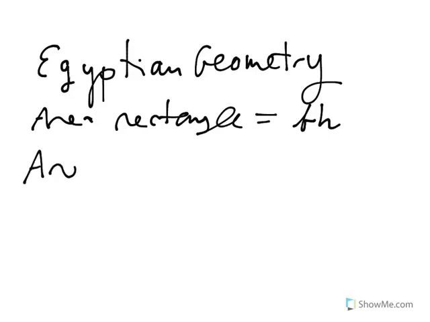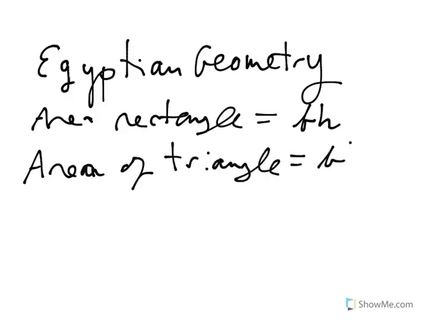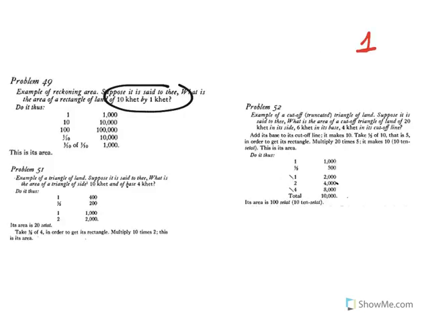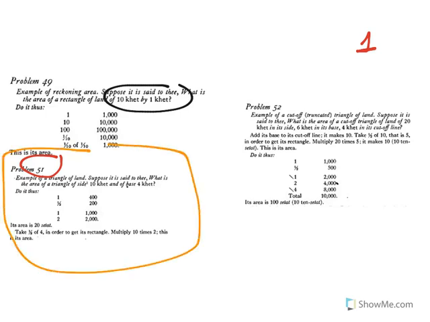They also knew the formula for the area of a triangle is base times height over 2. We can see here in problem 51, they're trying to find the area of a triangle that's 10 by 4. And it looks like here they say half of 4. It says half of 4 to get its rectangle.